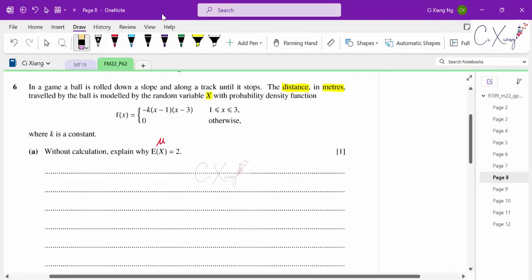You can see that our function is negative k times (x minus 1) times (x minus 3). If you expand this bracket, it is basically a quadratic function. If you sketch it out, when f(x) equals 0, we have x equals 1 and also x equals 3. That means the x-intercepts for this curve are x equals 1 and x equals 3. If I want to sketch it out, it might be something like this. My curve will pass through 1 and through 3. And because you have a negative value here, right?